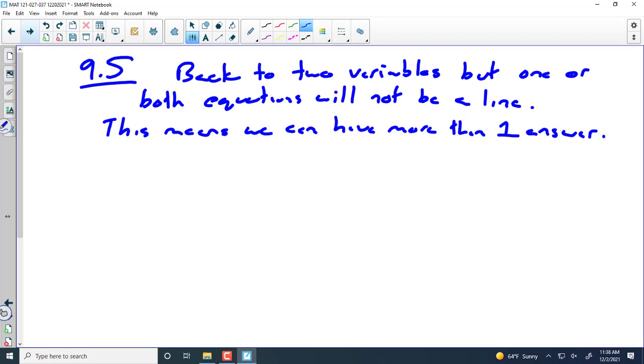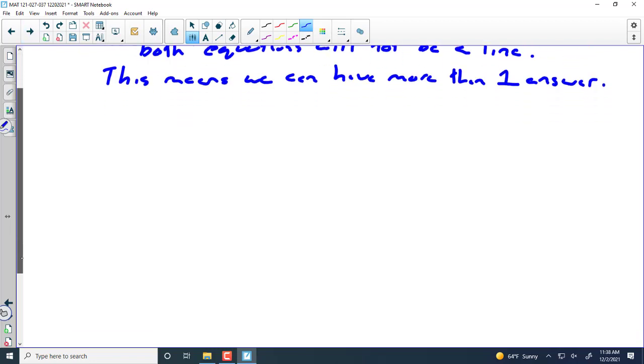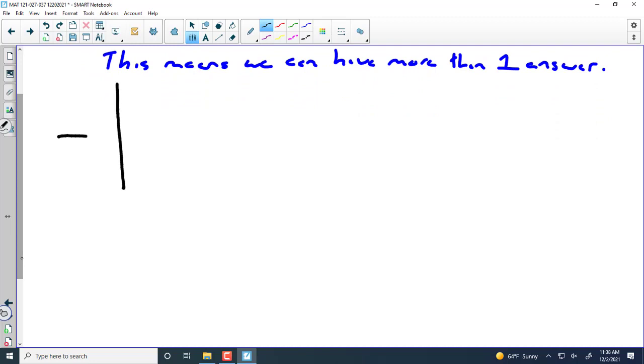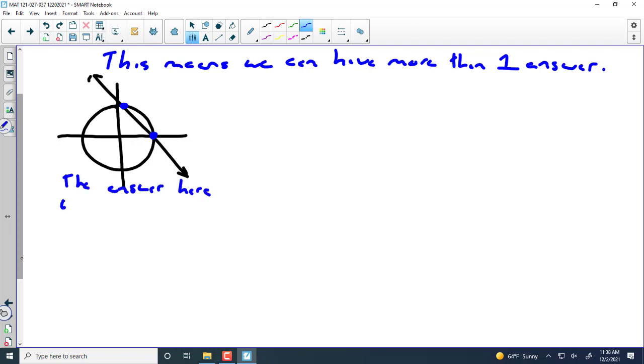No z in this one, just x and y. You're just going to have two equations. You still have to find the x and the y value that work in both. However, there might be more than one correct answer, because if one of them is not aligned, or both of them aren't aligned, we could have graphs hitting each other in more than one spot. For instance, if you had a circle and you had a line like that, you could be looking for two answers. Does everyone see that? Two correct answers. So the answer here would be two ordered pairs.